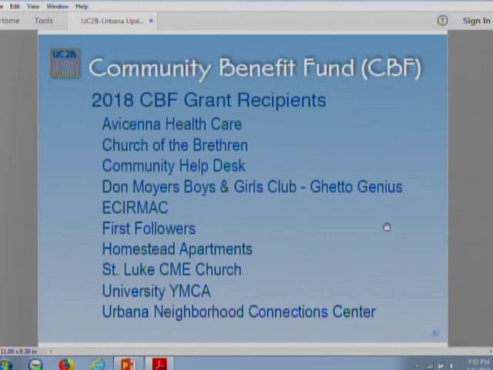Because we gave out 8 awards, but these were not big chunks of money. They helped these organizations. We could have helped them a lot more if we had more money. And the money we gave out last year was actually several years worth of donations that we had gotten initially. So the Community Benefit Fund is really going to be a lot of the focus of UCTV going forward.